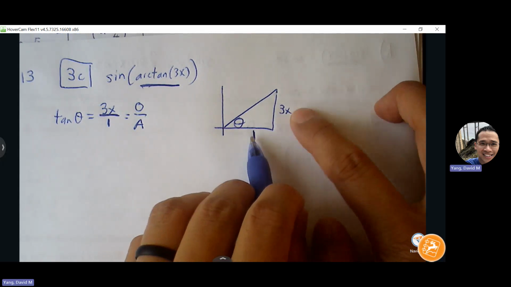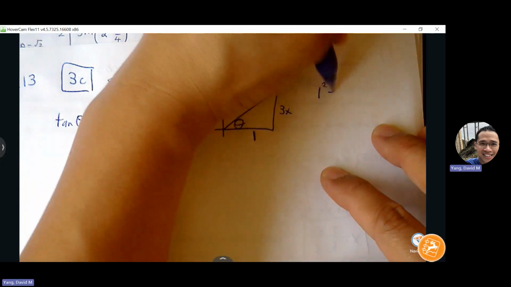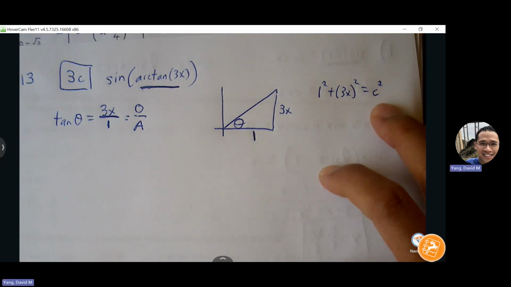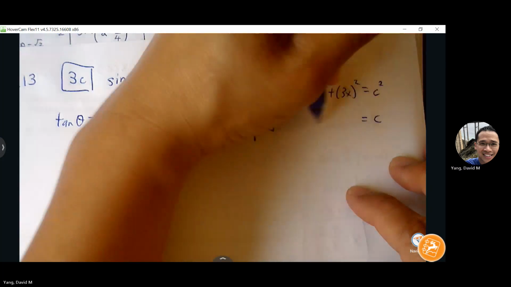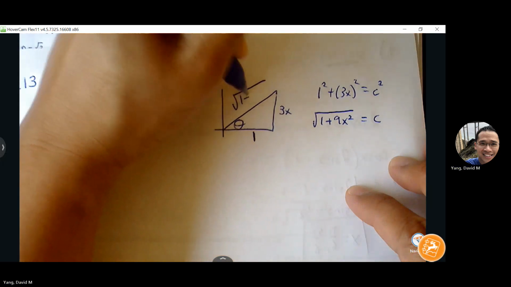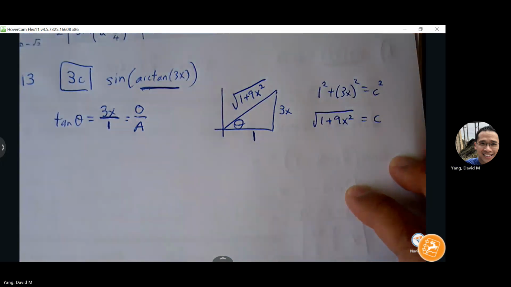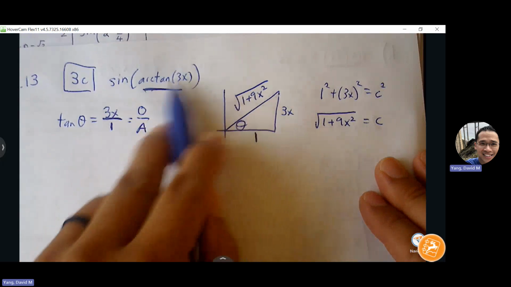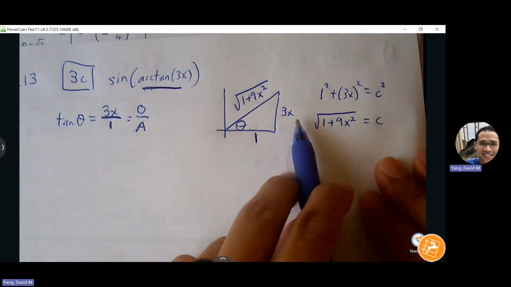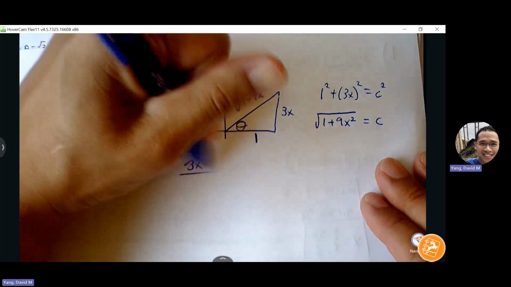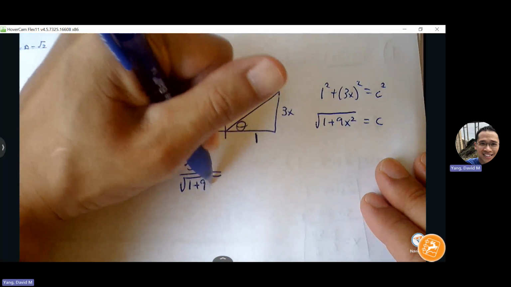I'm going to use this information to fill out my third side. Pythagorean theorem says a squared plus b squared equals c squared. Clean this up. C squared equals 1 plus 9x squared. Take the square root, solve for c: square root of 1 plus 9x squared. So that goes here. I get all this just by looking at that arctangent 3x. Now that I have that in, sine of theta is just opposite over hypotenuse, SOHCAHTOA. And you don't have to rationalize the denominator. You can leave your radical in the denominator.